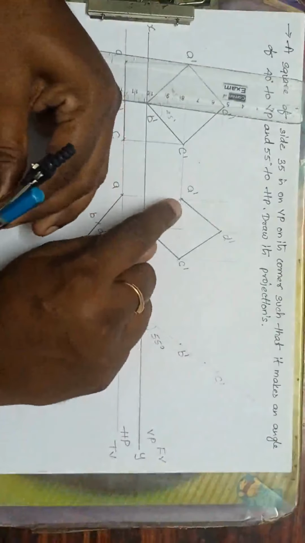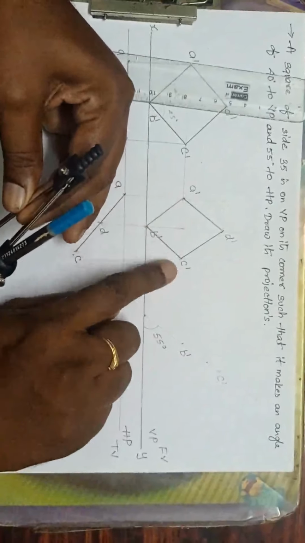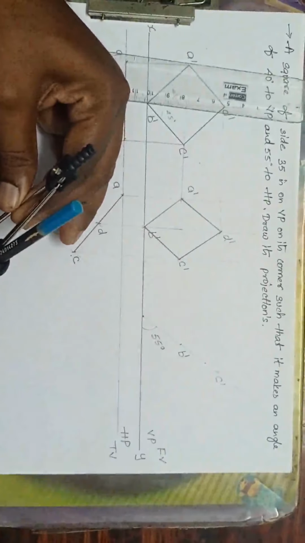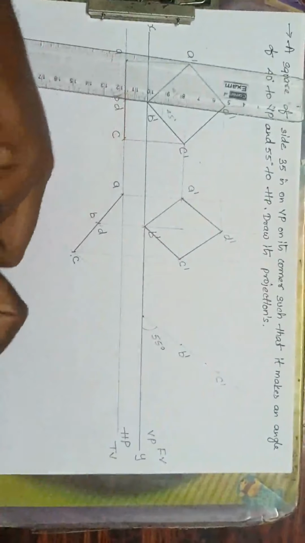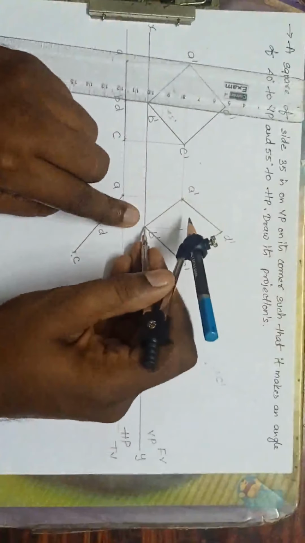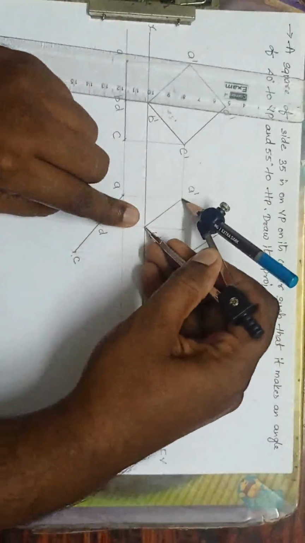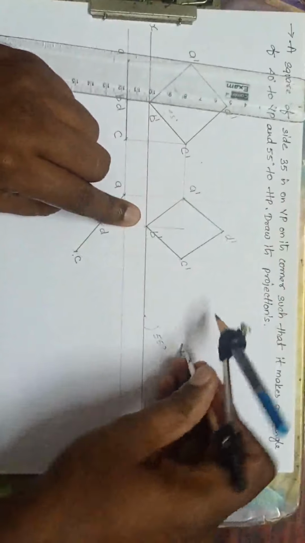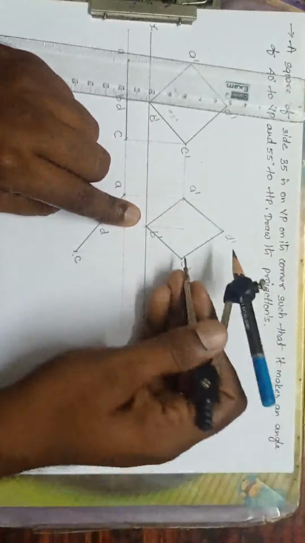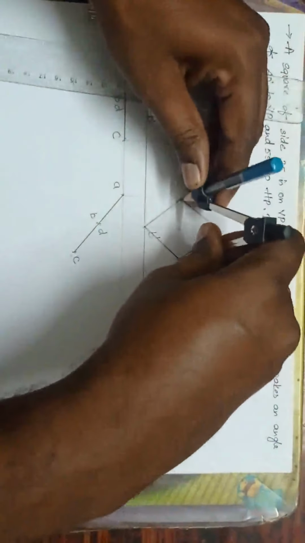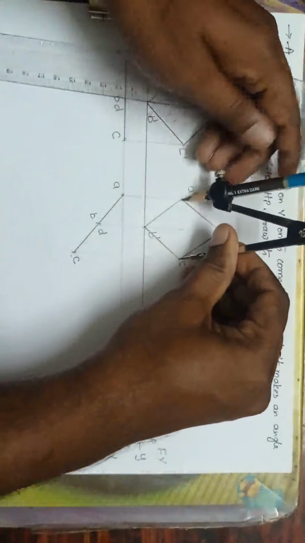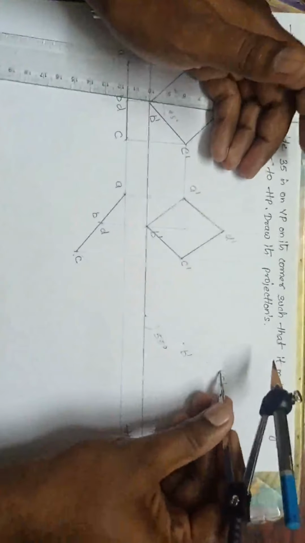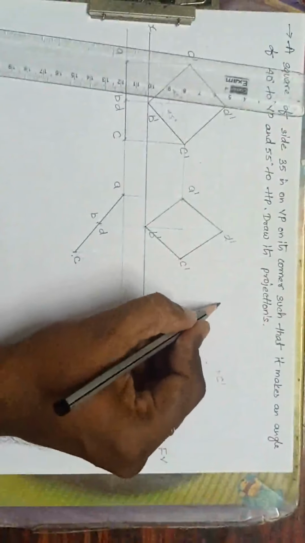Next I want A with the help of B dash and C dash. Now take radius B dash to A dash. B dash as center, draw the curve and take radius C dash to A dash. Now C dash as center, cut it. Now what I will get? I will get A dash.